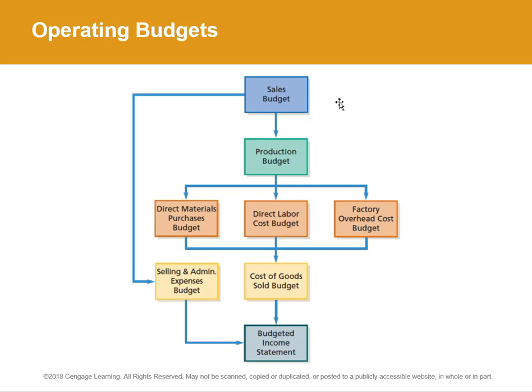So see how it goes in income statement order. So sales, this is cost of goods sold. That's what's underneath cost of goods sold. Selling and administrative expense, then that's your budgeted income statement.